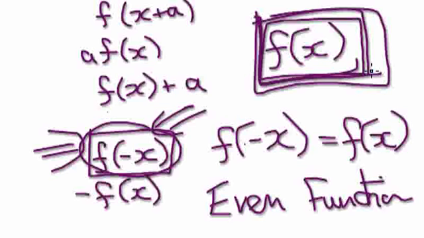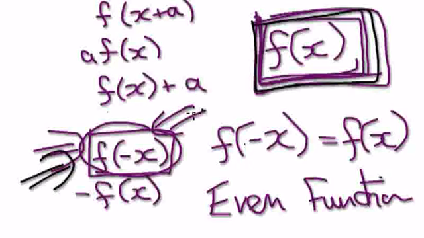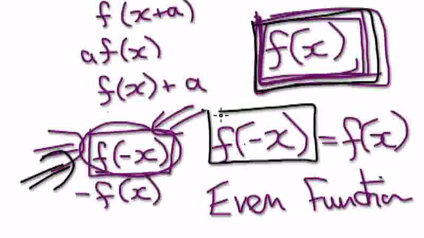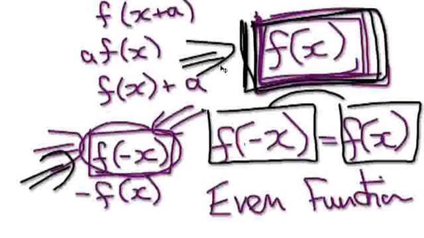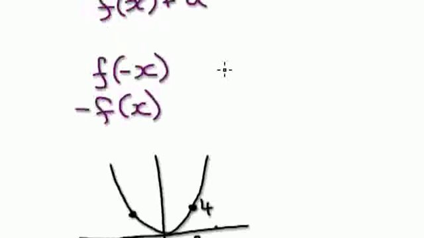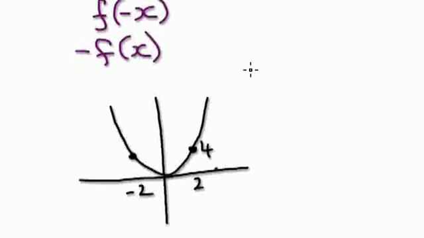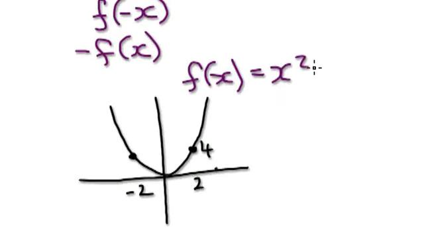So whenever given any function here, if after applying this transformation it also equals the original function, then this function here is known as an even function. So let me give you an example. Let's look at f of x equals x squared.